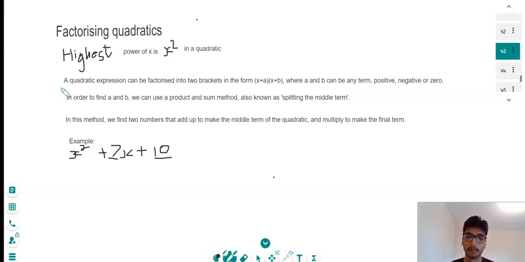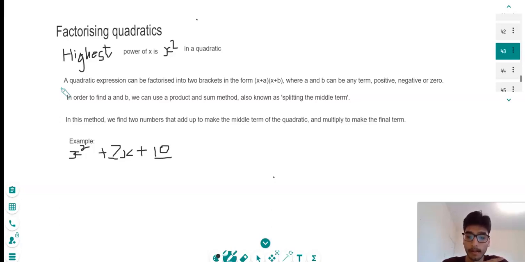So just as an overview, the highest power of x in a quadratic equation is x squared. So the highest power you'll find in any quadratic equation is always going to be x squared. So that's the first term of the equation. And a quadratic expression can be factorized into two brackets of the form x plus a, x plus b, where a and b can be any term. It could be positive, negative, or it could also be zero.